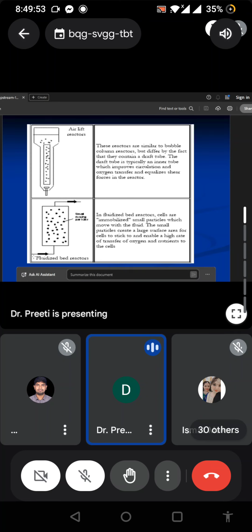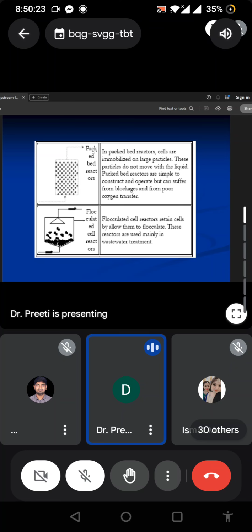And apart from this, you have fluidized bed reactor. In case of fluidized bed reactor, cells are immobilized. Immobilization of cells we will study towards the end of this chapter. Here the cells are immobilized, confined in a specific area, we don't want the movement. So this type of reactors are also there.